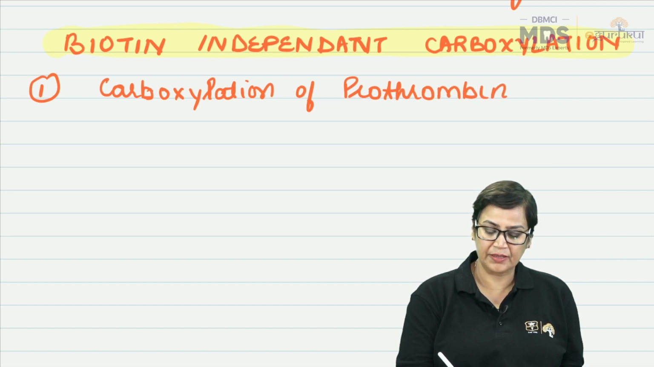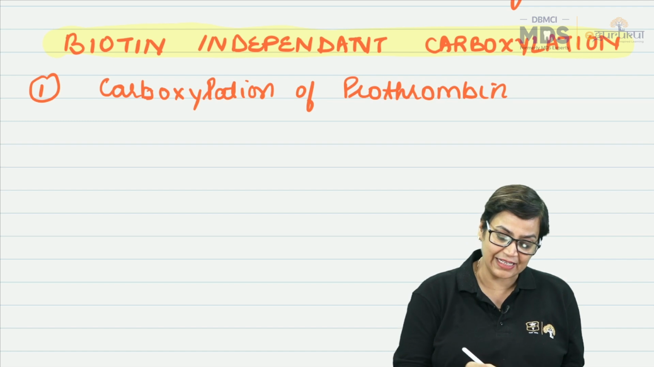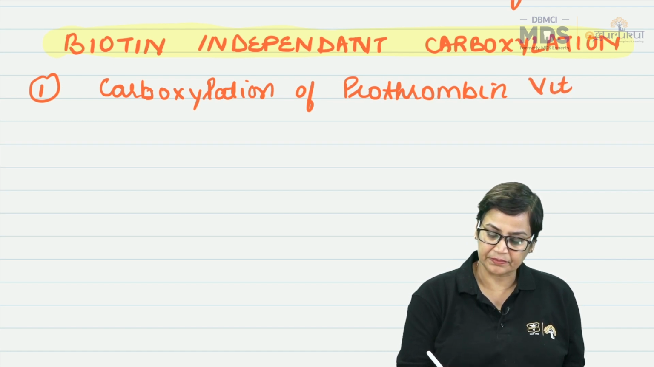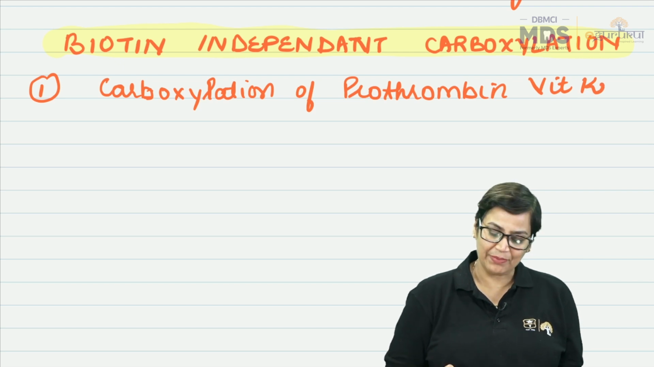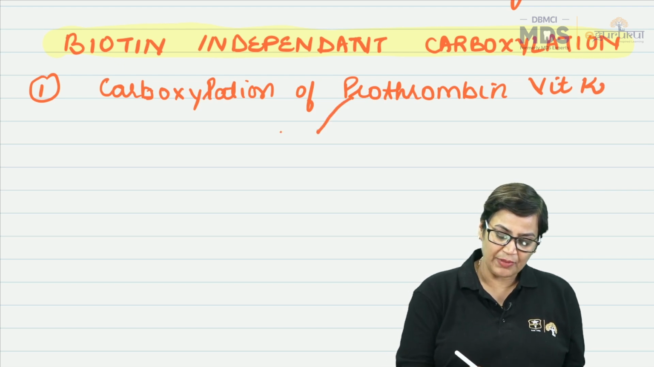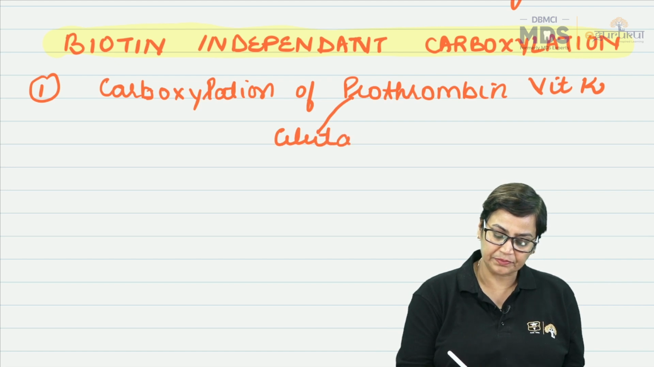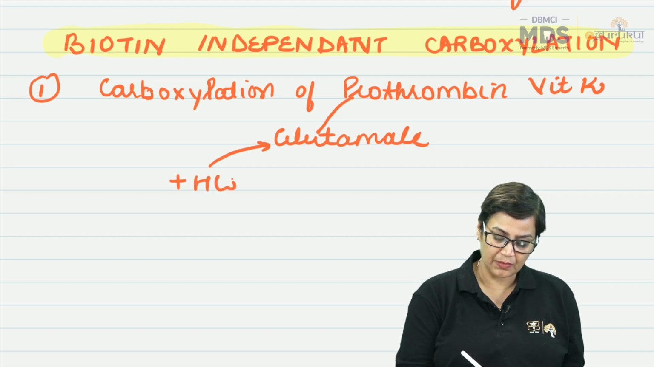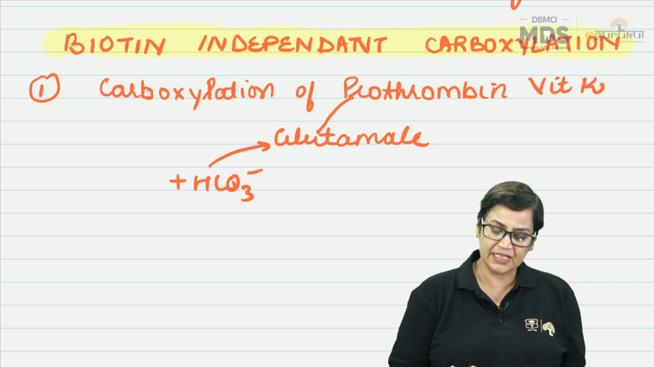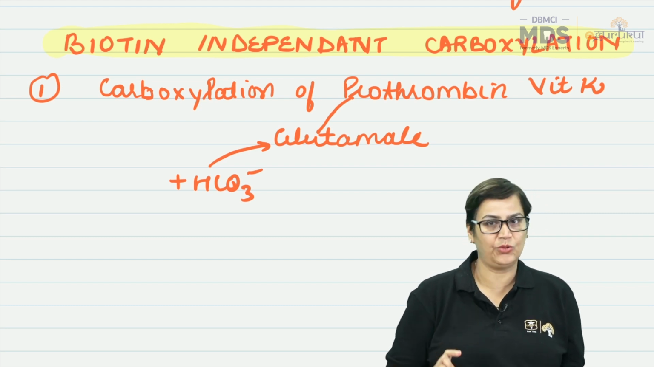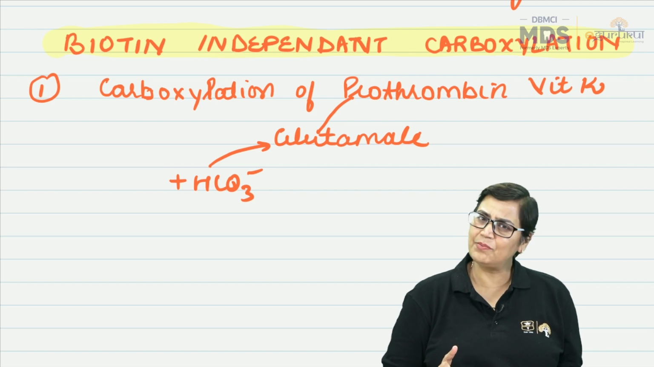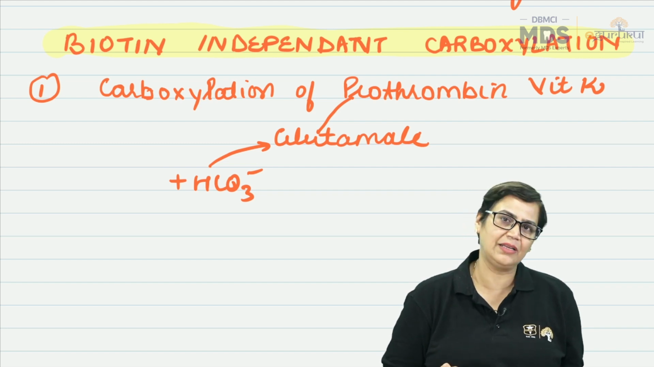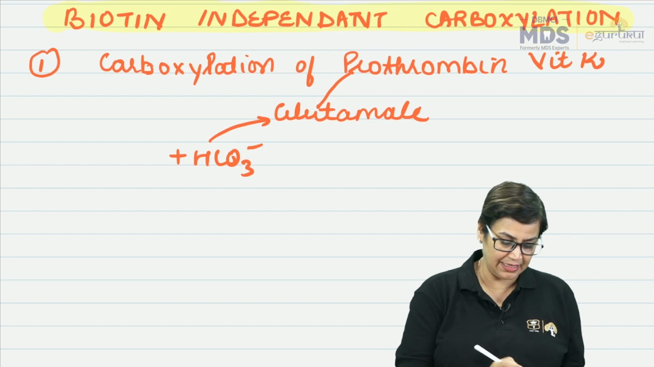Very, very important. And this function is catalyzed by vitamin K. What happens is prothrombin mein glutamate is there, and this glutamate is carboxylated. This is done with vitamin K, not biotin. So this is one very important reaction which does not require biotin for attachment of carbon dioxide.